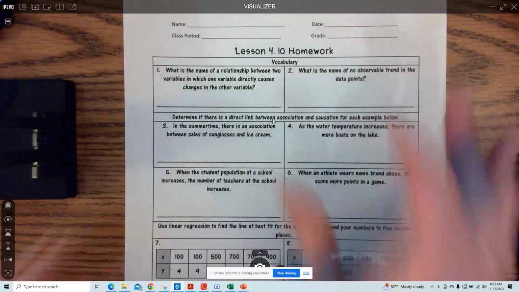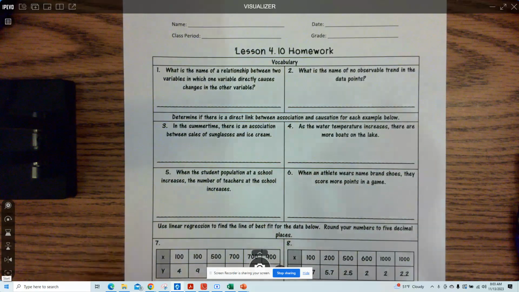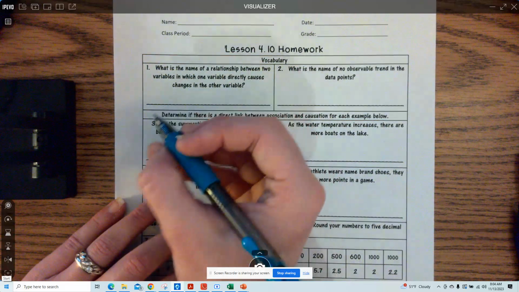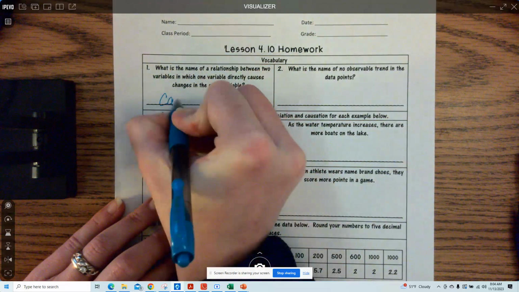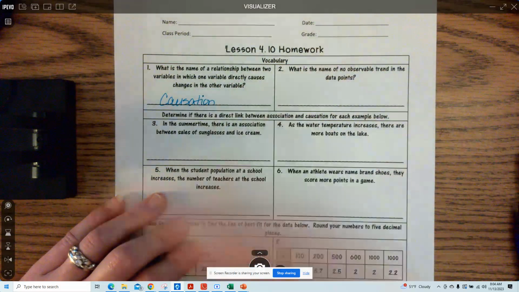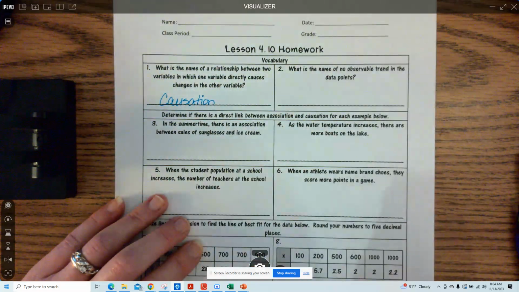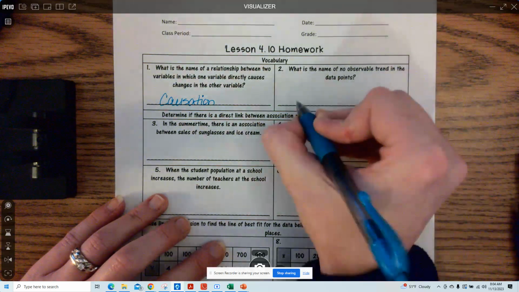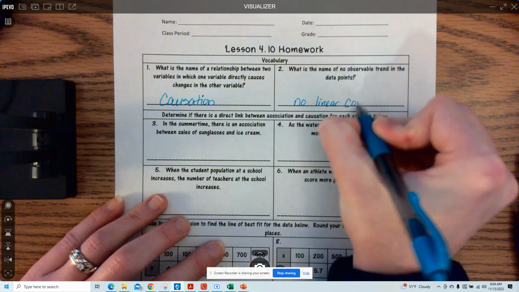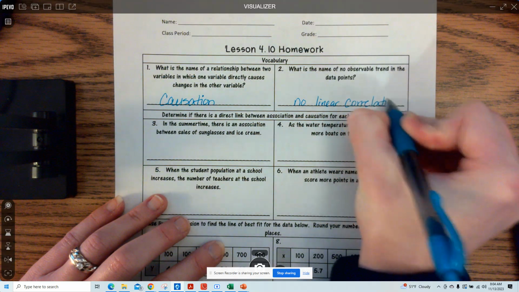So vocab first. Number one, what's the name of a relationship between two variables in which one variable directly causes changes in the other variable? This is causation. So one event is causing the other event to happen. And then what is the name of no observable trend in the data points? That's no linear correlation.